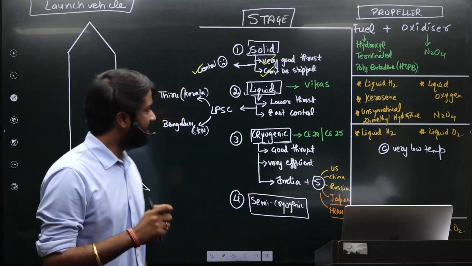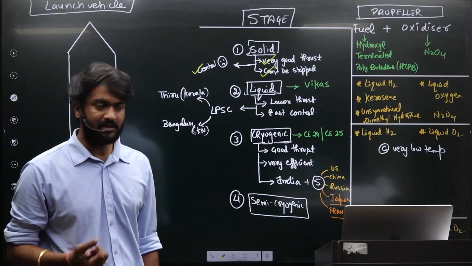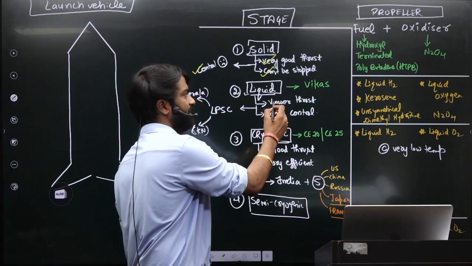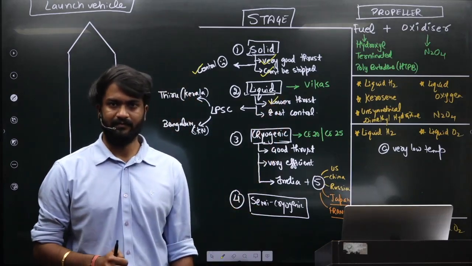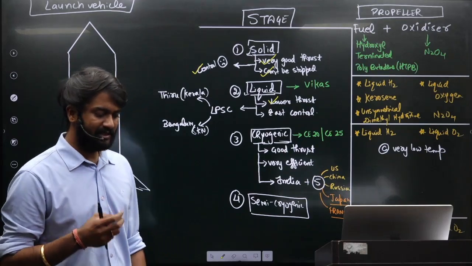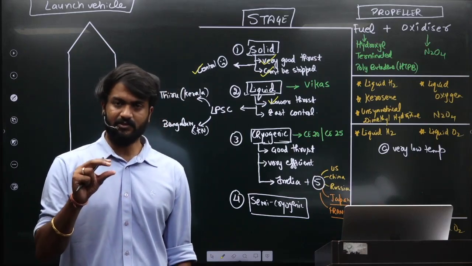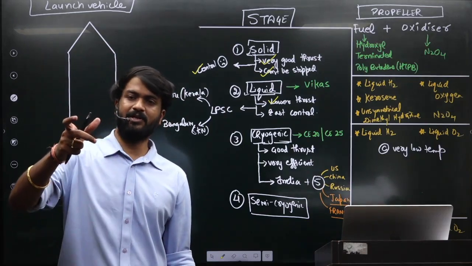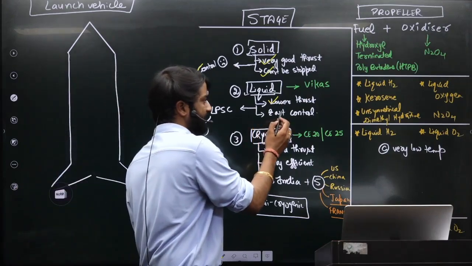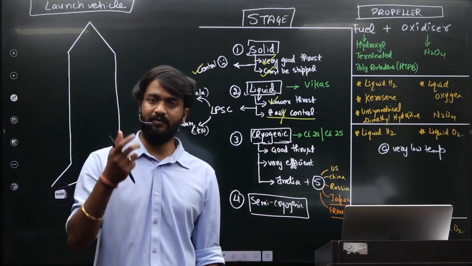Then there is the liquid category of fuels, or liquid category of engines. Liquid will have lower thrust as compared to solid, but a better energy density. What do I mean by energy density? It is how much energy I am generating per kg. Thrust is low, but the energy production per kg is generally higher. But easy control is there. The control of liquid fuels is much easier.